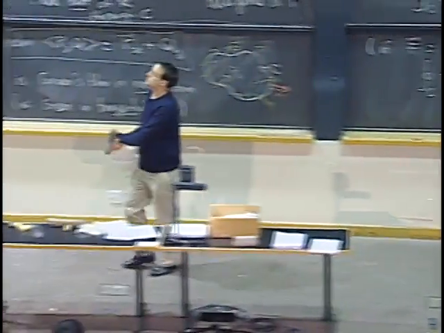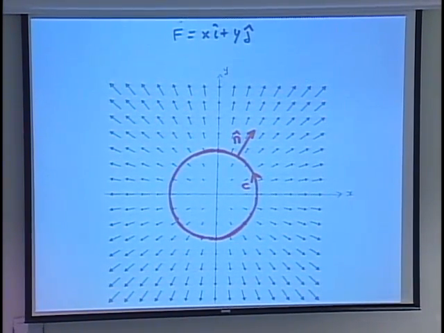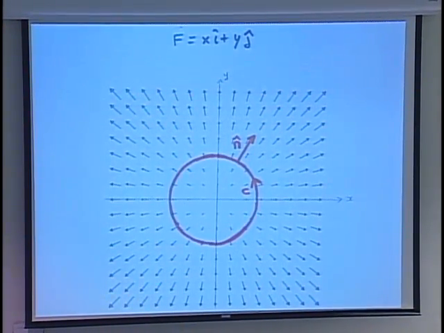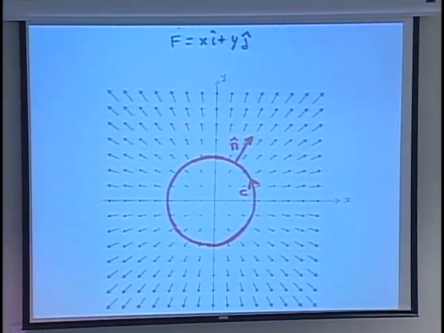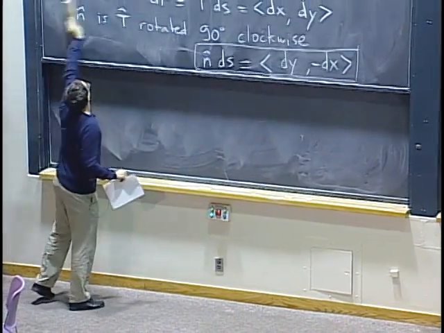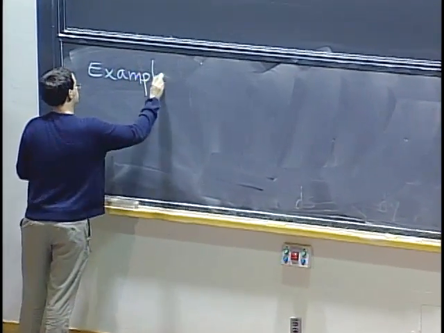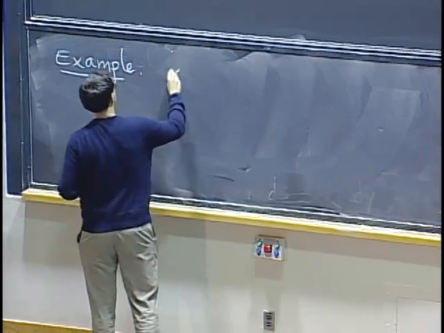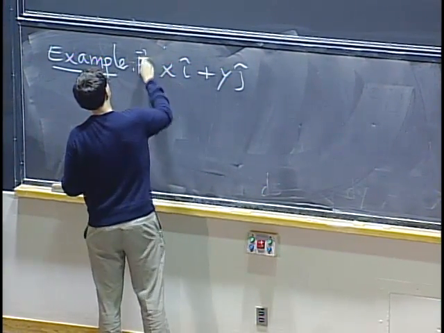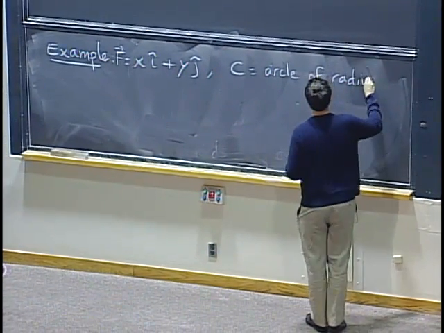Okay, so now let's do an example. Let's look at this picture again, the flux of x i plus y j out of a circle of radius a. We did the calculation directly using geometry, and it wasn't all that bad. But let's see what Green's theorem does for us here. So example: let's take the same example as last time. x i plus y j through C, the circle of radius a, counterclockwise.